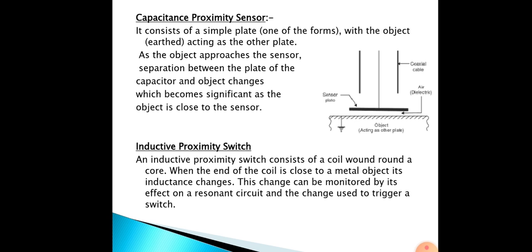Okay, so like this inductive proximity sensor will be there. In this, a coil will be there, that will be wound on the core. So when the end of the coil is close to the object, it changes the inductance. Okay, means when it moves close to that metal object.